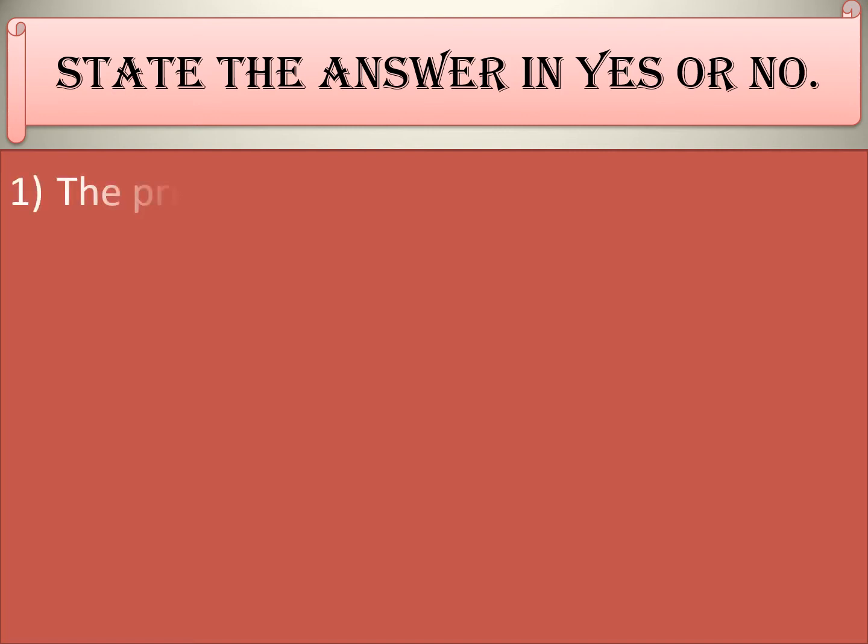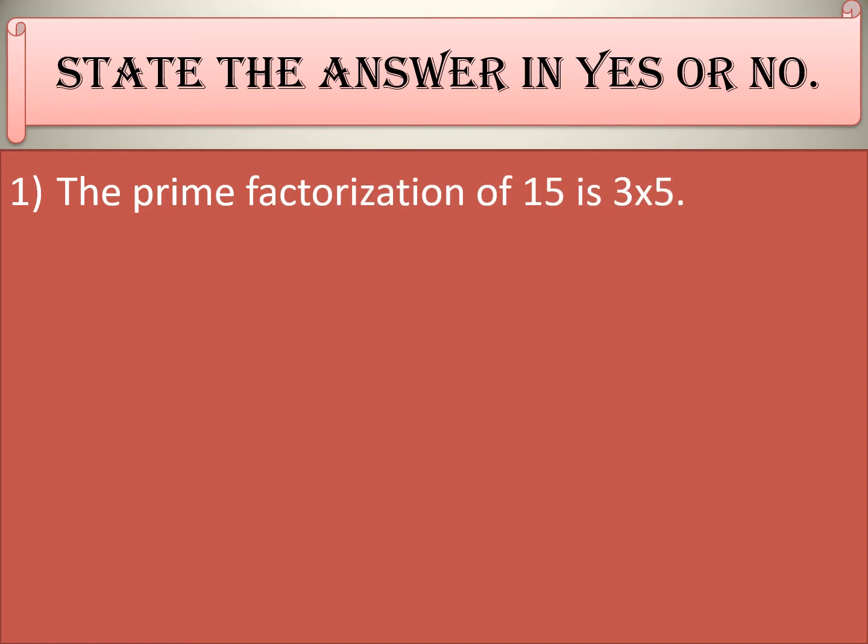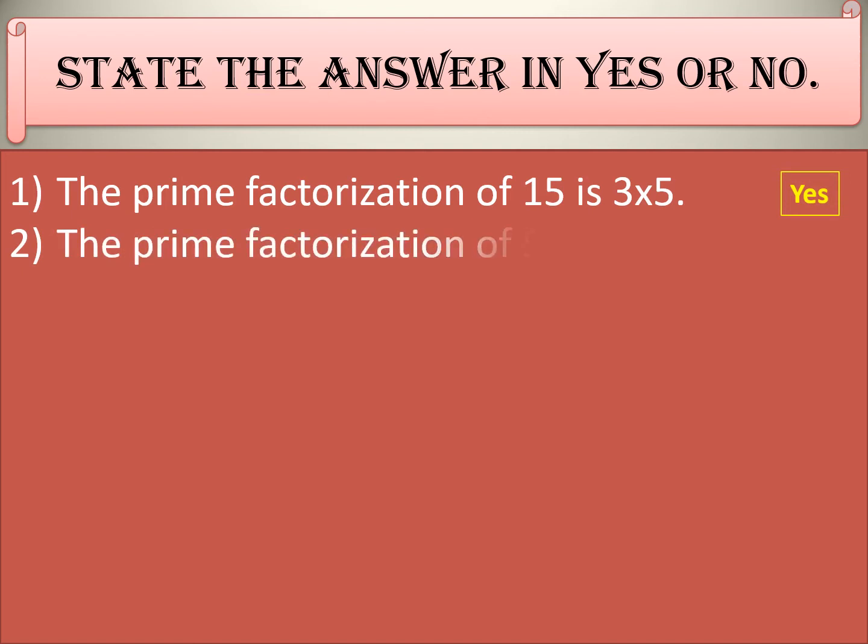Question number 1. The prime factorization of 15 is 3 multiplied by 5. Look, in this question, 3 and 5 both are prime numbers. So, the answer is yes. Question number 2. The prime factorization of 50 is 2 multiplied by 5 multiplied by 5. Look, in this question, 2 and 5 both are prime numbers. So, the answer is yes.